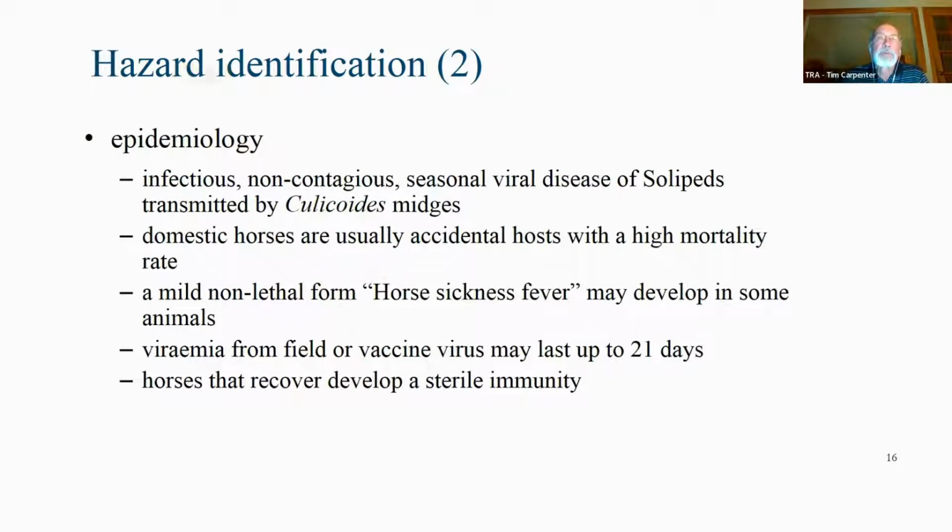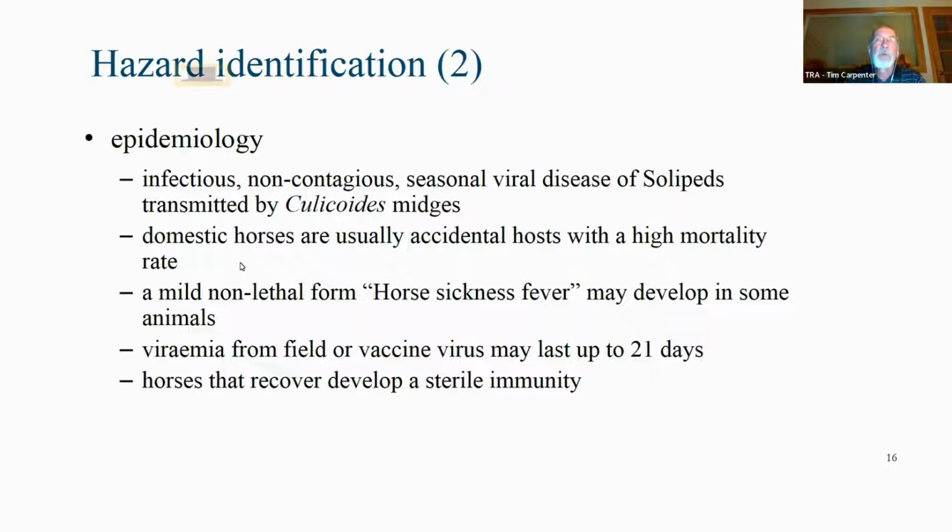Second step of the hazard identification is the epidemiology. It's important to know it's an infectious disease. It's not contagious. So if you commingle animals and you don't have a situation where you have the vector, the Culicoides midge or gnat, as I would call it, is there, then you can have a group of animals with one infected and potentially not spreading in a contagious format to the other animals in the population.